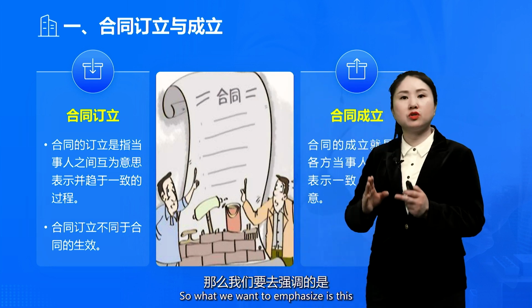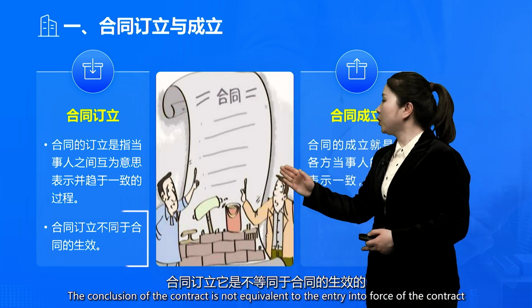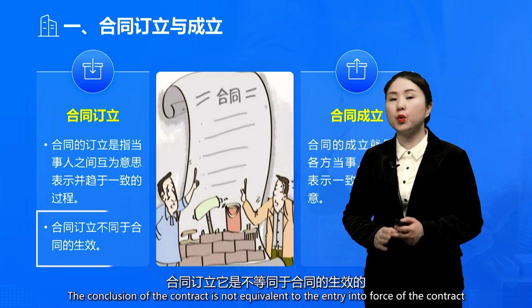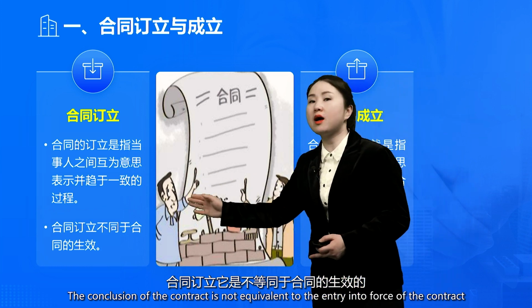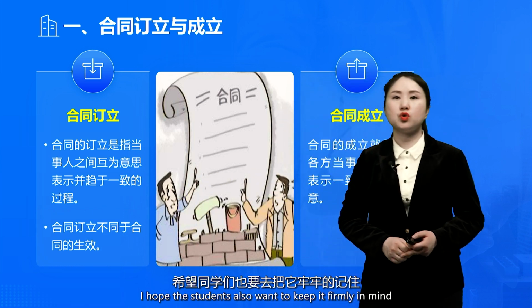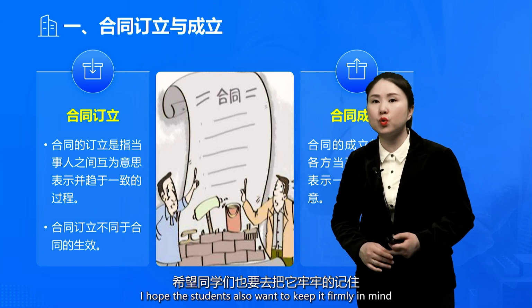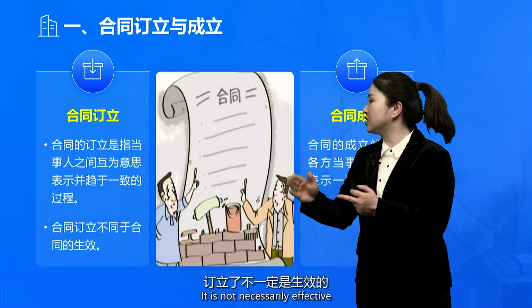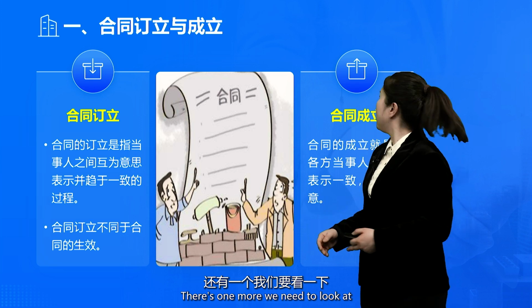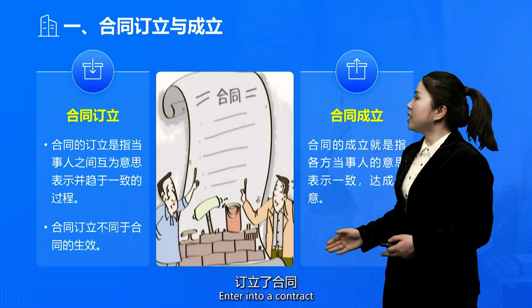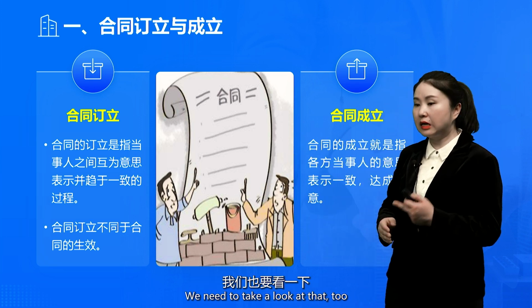So what we want to emphasize is this: the conclusion of the contract is not equivalent to the entry into force of the contract. This is very important. I hope the students will keep it firmly in mind. It is not necessarily effective. There's one more we need to look at: entering into a contract.